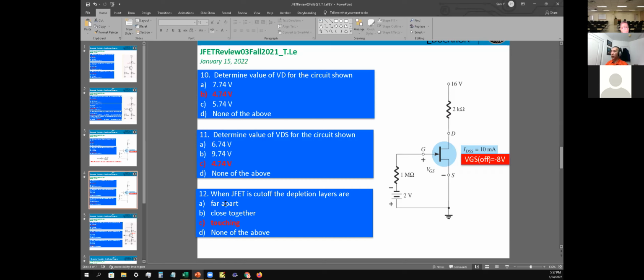Number 12, when a JFET is at cutoff, the depletion layers are... So when you're at the cutoff, they're going to be touching each other. So the answer is C as in cat. Okay, any questions on 10, 11, or 12?